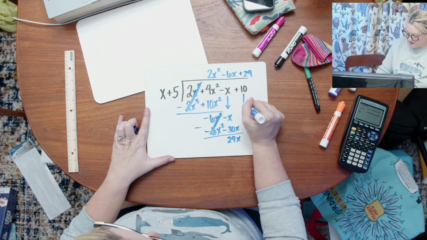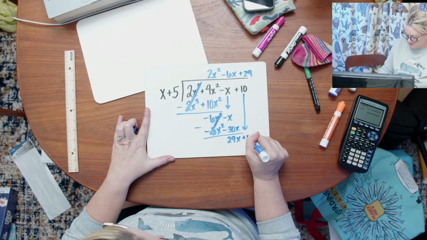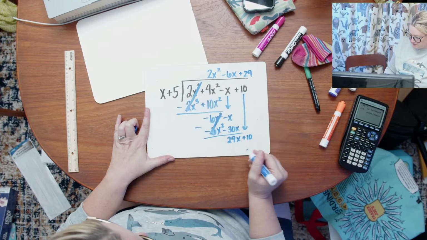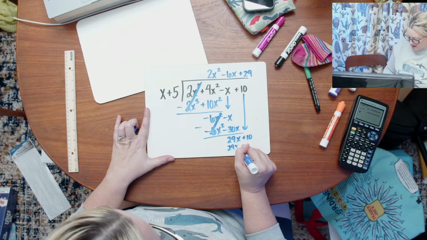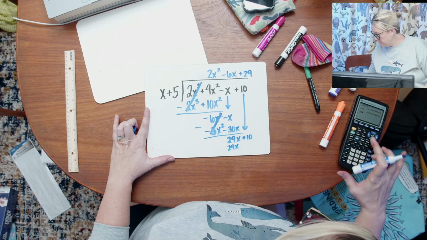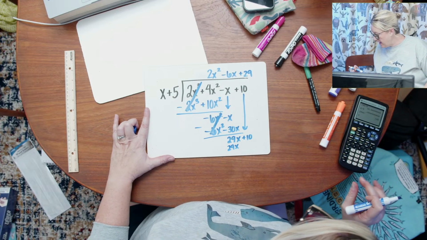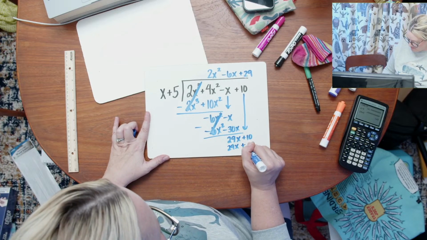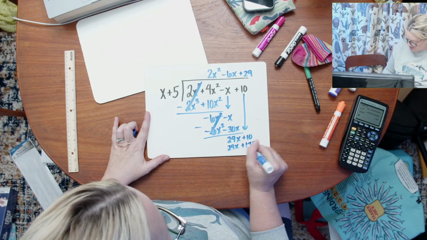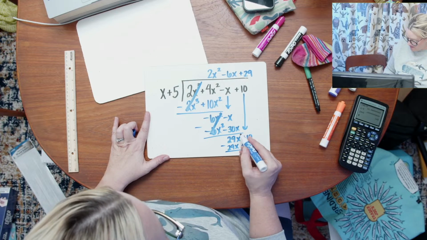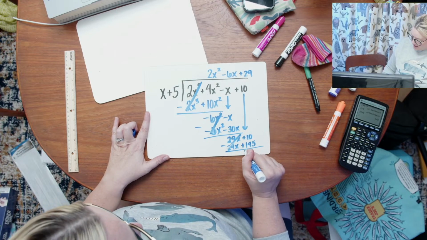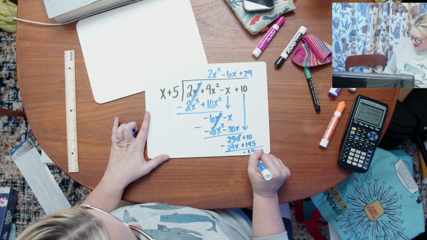So I bring down the 10. 29 times x plus 5, so I get 29x. And 29 times 5, I'm going to have to use my calculator for that. 145. So I'm going to subtract. So I've got this cancels out. And now I've got a remainder of negative 135.